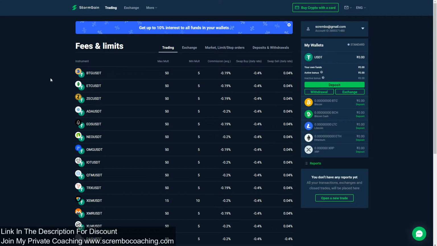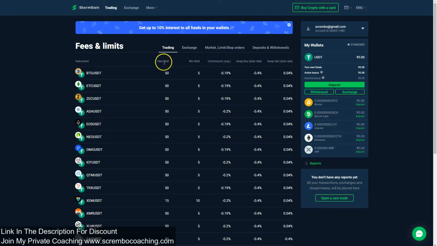So we've got 4 categories: category of trading, category of exchange, category of market limit stop orders, and then deposit and withdrawals that we're going to talk about today. We're going to get started with the trading, where we have the instruments mentioned right here on the left.